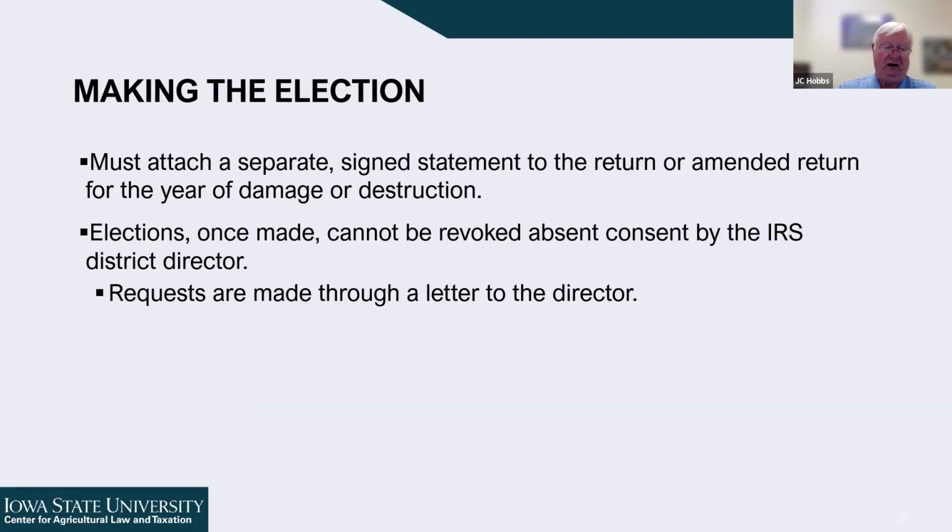So the election to defer that income from one year to the next is attached to the return. It's a separate document. It is signed, and it states the year the damage and destruction occurred. It points out the election, what we're trying to accomplish. Once made, it cannot be revoked without consent of the IRS district director, and that is required through a letter to the director. So this requires a letter being written to ask for that election to be revoked.